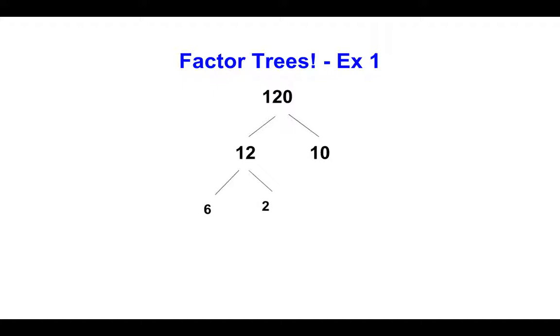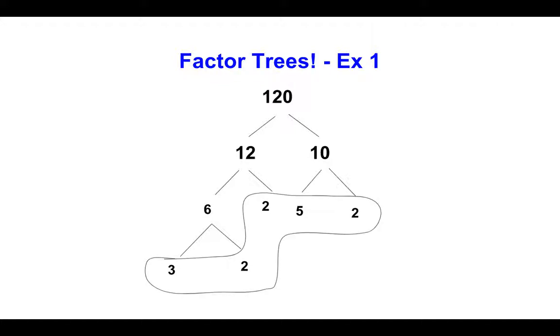12 breaks into 6 and 2. 10 breaks into 5 and 2. And look, the 6 over here also gets broken down further into 3 and 2. So if you break 120 down as much as possible, you end up with 3 and 2 and 2 and 5 and 2. We're going to be using factor trees and other similar methods when we do the simplification of radicals. So what we find out is we end up with three 2s, a 3, and a 5.